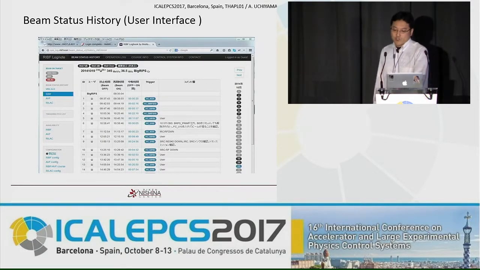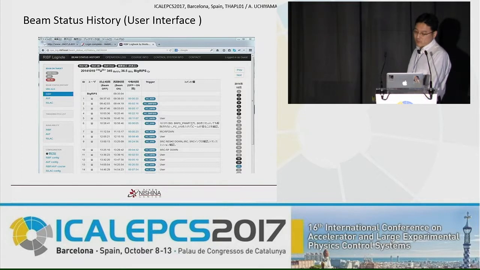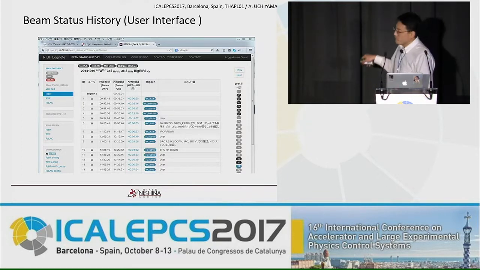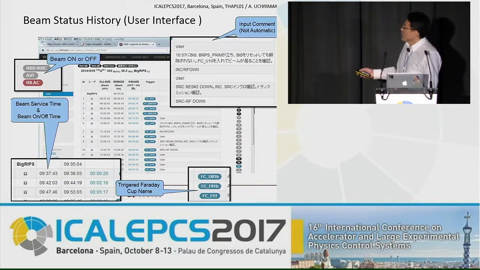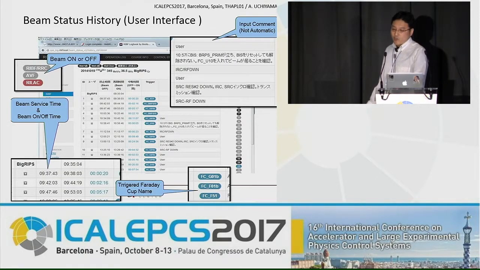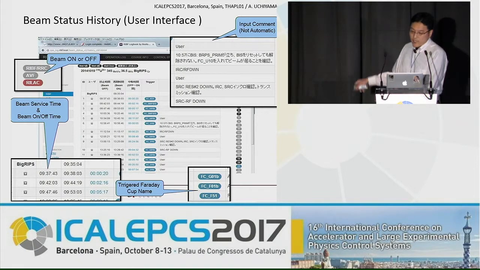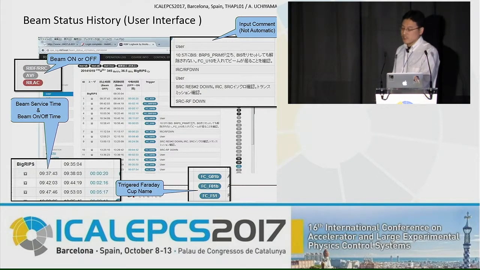This slide shows about the user interface for beam status history. This is based on the Faraday cup operation. You can see the beam on-off status like this, and you can see the beam service time and beam on-off time like this. And you can see the input comment, but this input comment is not automatically inserted. Operators write these comments by hand.